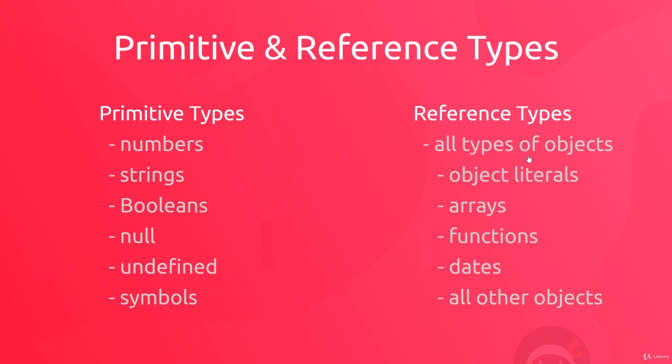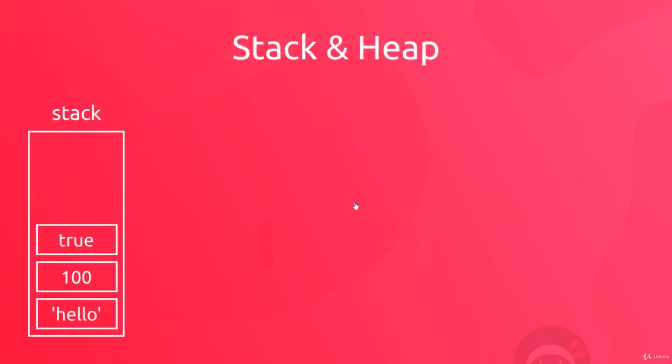Well, it's all to do with how they are stored and used in memory. So when we create a primitive value like a new string or a new number or a boolean and we assign it to a variable, that value is stored on something called the stack, like this. Now the stack is just a stack of different values in memory, and they can be accessed pretty quickly when we need to use one, but the space inside this stack is quite limited.